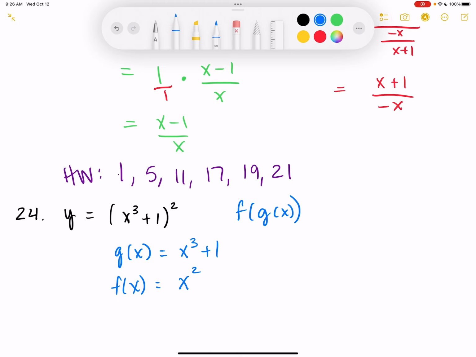Now, another option of what you could have done is you could have said something like g of x is equal to x cubed, and f of x is equal to x plus 1 squared. That would have also been a sufficient answer for this one. Okay, so that's what I mean. There could be multiple options, because if you take g of x and plug it in for x in f of x, you would get the same thing. There could be multiple answers.